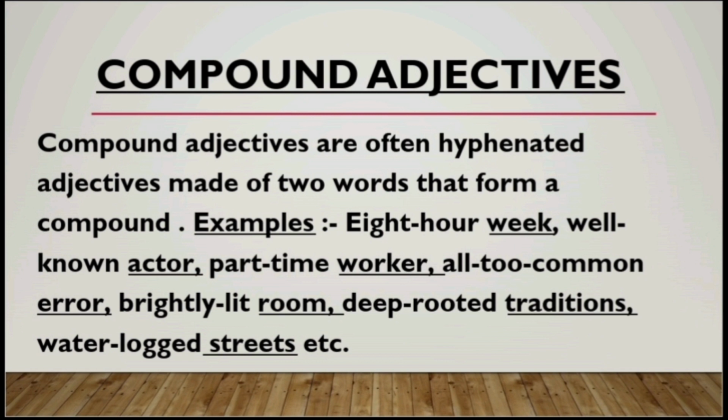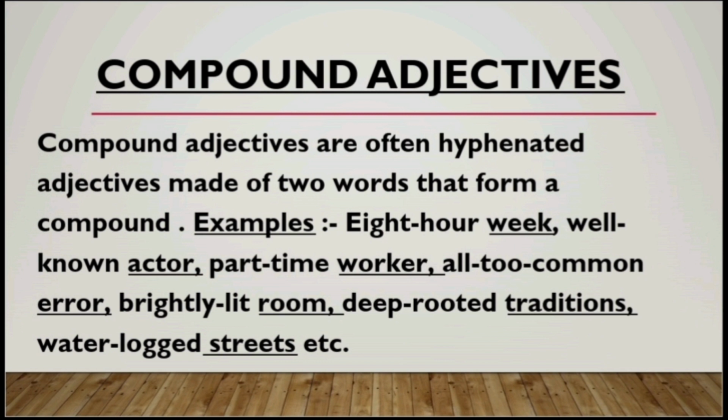Let's have a look at some examples. Eight-hour week. So week is a noun. Eight-hour is a compound adjective which is describing the week. Okay, eight-hour week. Similarly, well-known actor. What kind of actor? Actor is a noun. Well-known. So this is another compound adjective, well-known. Part-time worker. Worker is a noun. Part-time here is again a compound adjective.